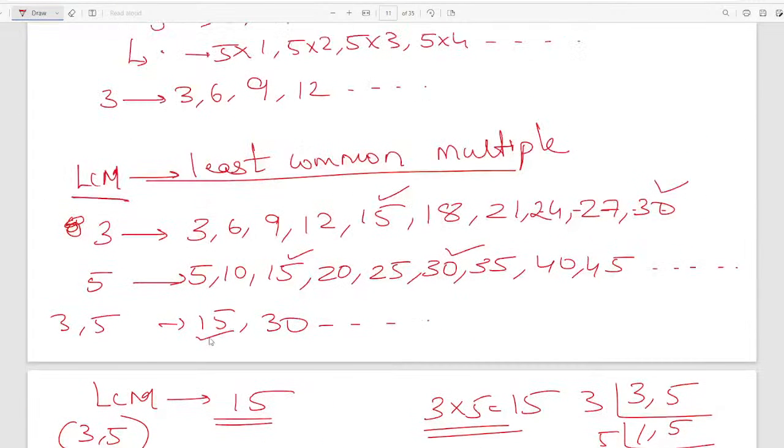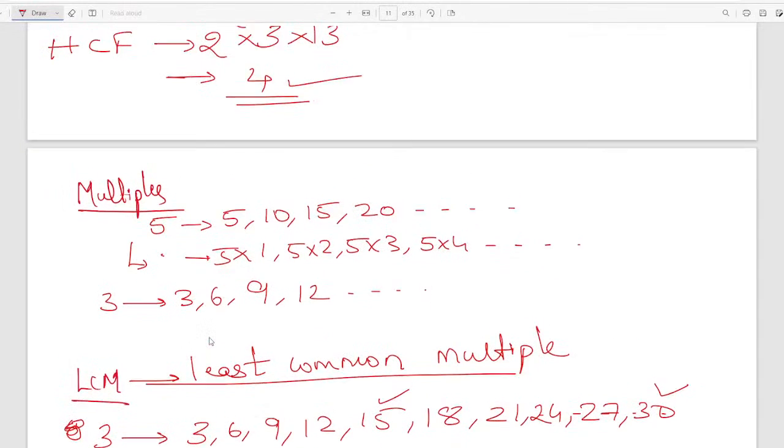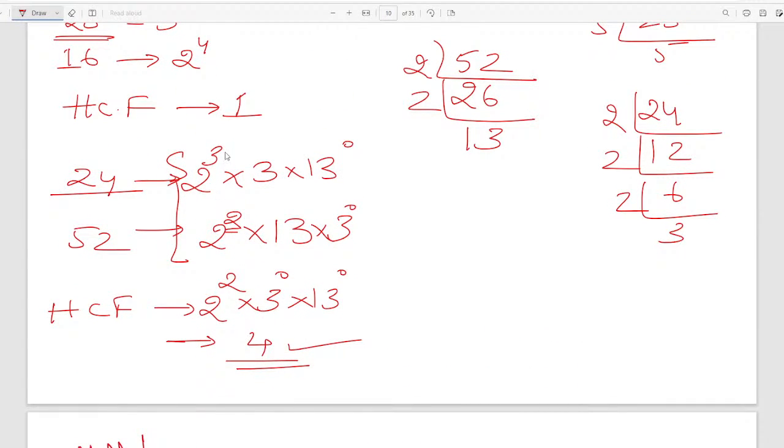But when we are calculating the HCF, we take the least. Among the common primes, we take the least. So HCF is the highest common factor, but here the powers would be the least. In this case, we are taking 2. Among 2 raised to 3 and 2 raised to 2, 2 raised to 2 is the least, so I have written 2 raised to 2. Between 3 raised to 1 and 3 raised to 0, 3 raised to 0 is the least, and between 13 raised to 0 and 13 raised to 1, 13 raised to 0 is the least. So we have the highest common factor as 4. I hope this is clear.